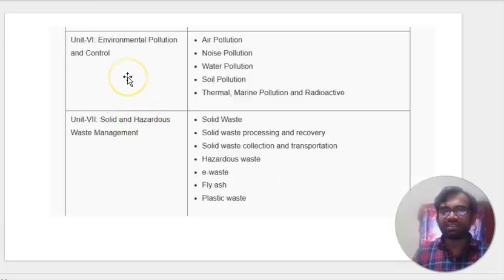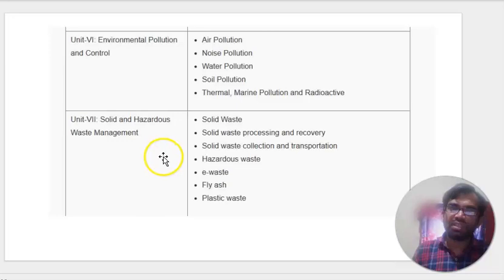Next, coming to the sixth unit, environmental pollution and control. So pollution, again you'll see the subtopics: air pollution, noise pollution, water pollution, soil pollution, thermal, marine pollution and radioactive. And coming to the seventh unit, solid and hazardous waste management. Nowadays it is a big challenge, the solid waste management, the waste management in various industries. This is a very important topic for the UGC-NET.